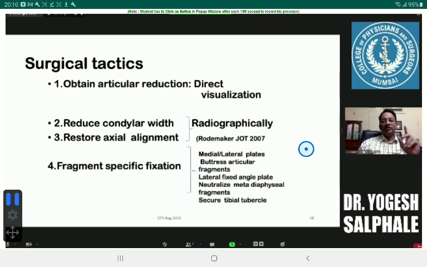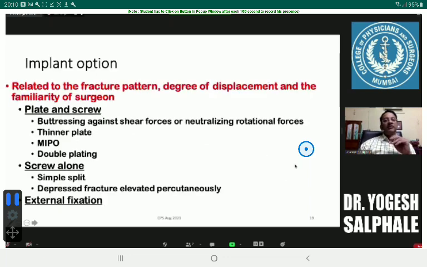For fragment-specific fixation, we can go for medial and lateral plates. We can buttress the articular fragment. We have lateral fixed angle plates. We can neutralize the metadiaphyseal fragment, and we can secure the tibial tubercle. So these are all the options we have. The implant options are related to the fracture pattern, degree of displacement, and the familiarity of the surgeon. Now I stress the point: familiarity of the surgeon.